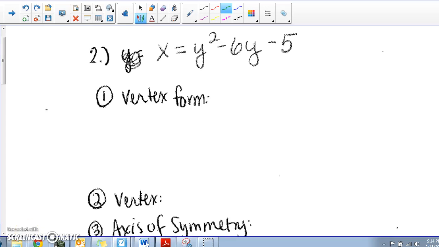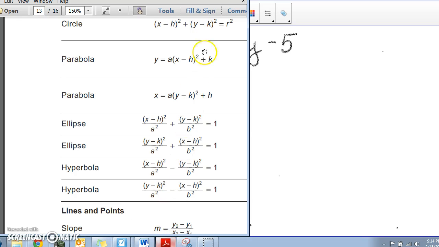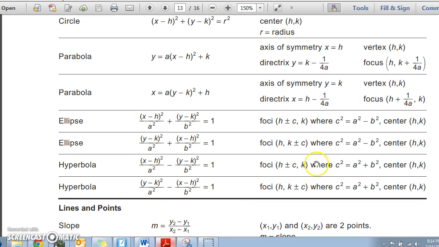So in this we'll do problem number 2. If you want to do some pieces of it and then pause the video, that might be a good idea. I'm doing this one because this one is x equals, which means it's going to open left or right. Since it's a positive y, it should open to the right. Please do not forget, you have all of these nice formulas. This will be one that's x equals, so we'll follow these rules.